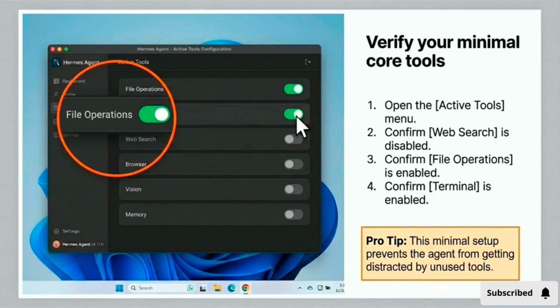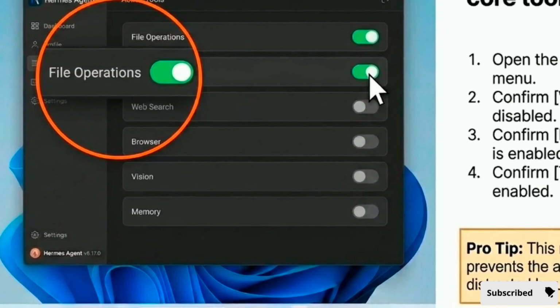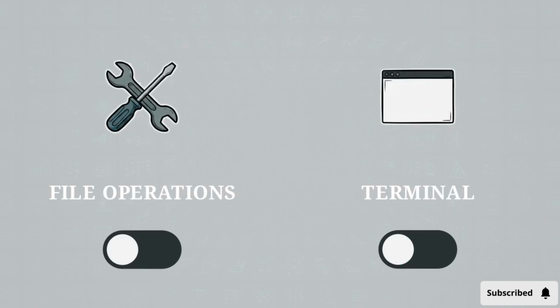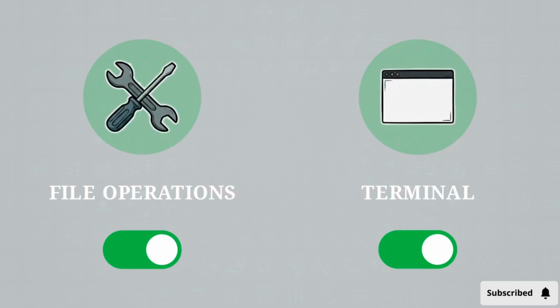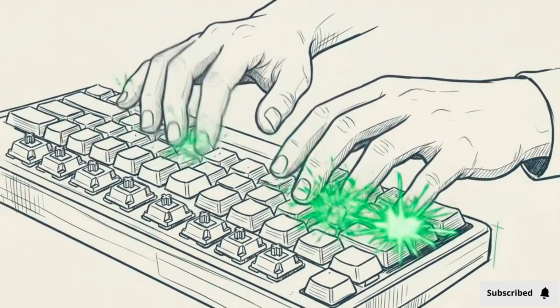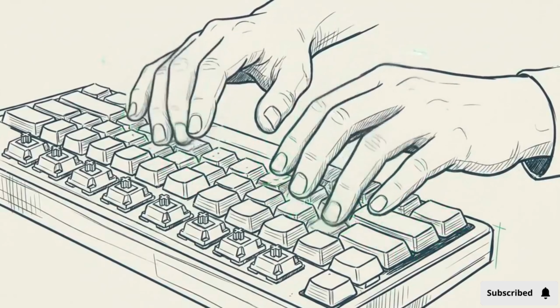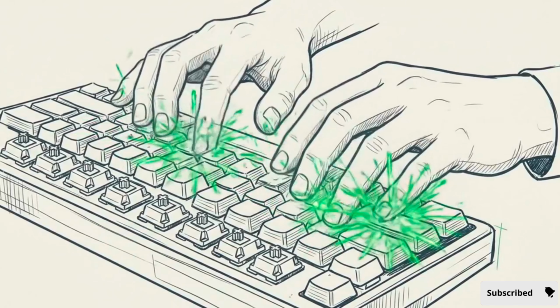Now we need to manually disable the distracting features. Open the Active Tools configuration menu to see the default capabilities. Scan the list and confirm that web search, browser, vision, and memory are all toggled off. For this minimal setup, only two core capabilities should remain enabled: file operations and terminal. Restricting the agent to local file manipulation prevents it from getting lost in internet searches or memory loops when it should be focused on executing your code.